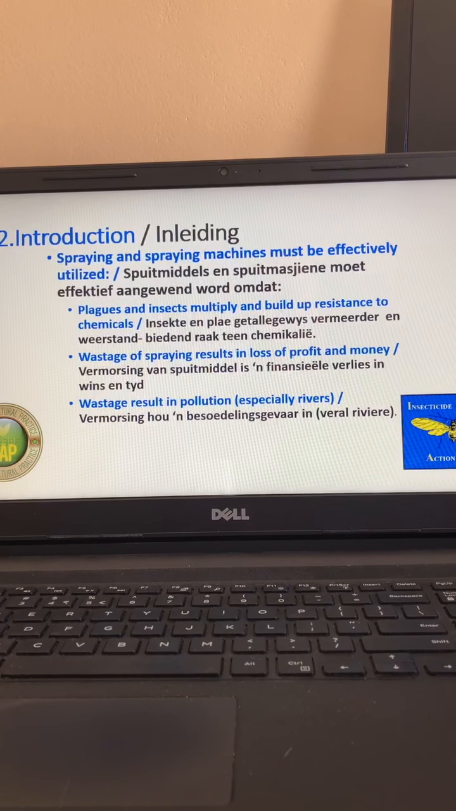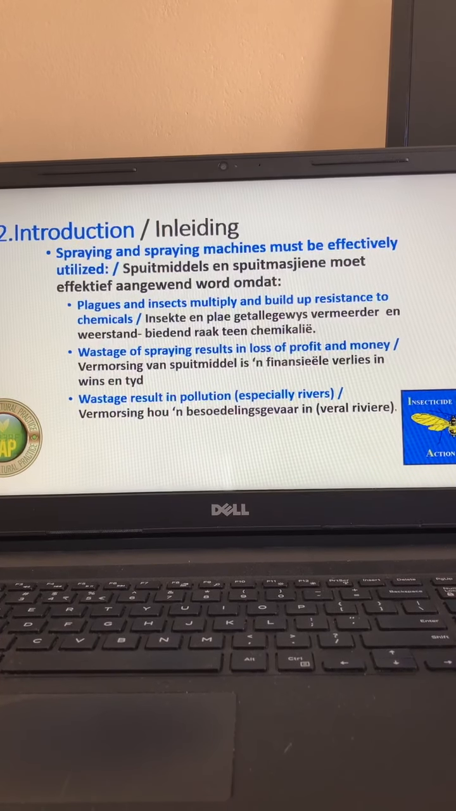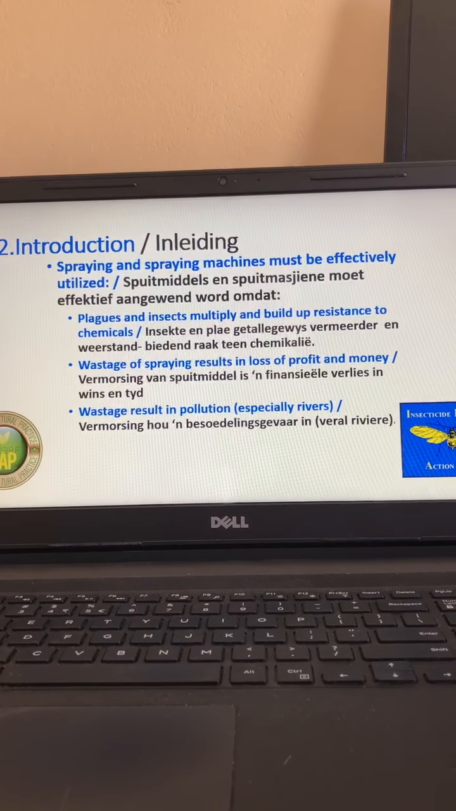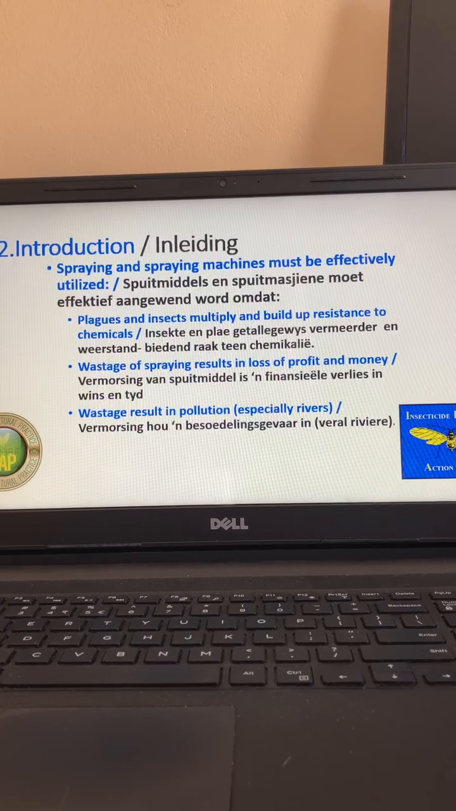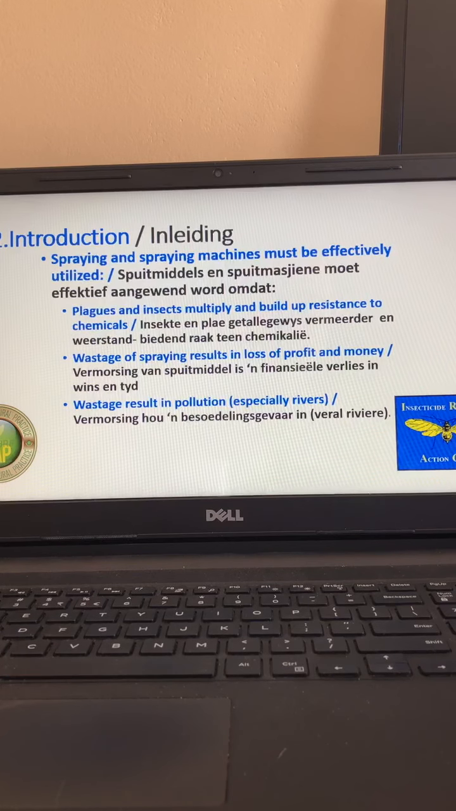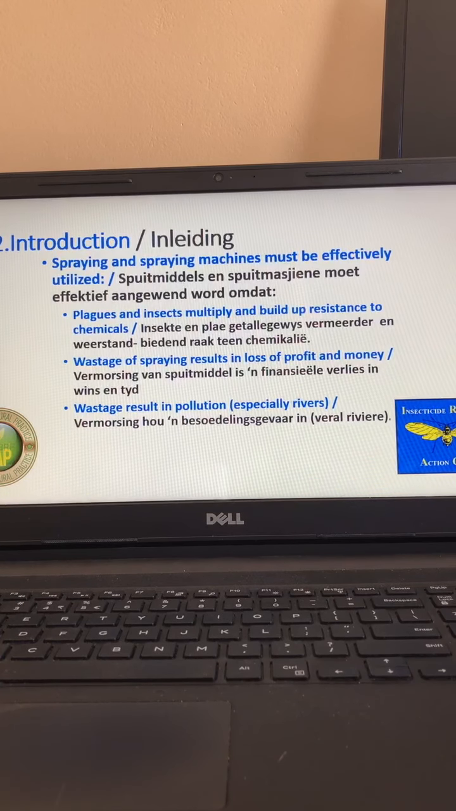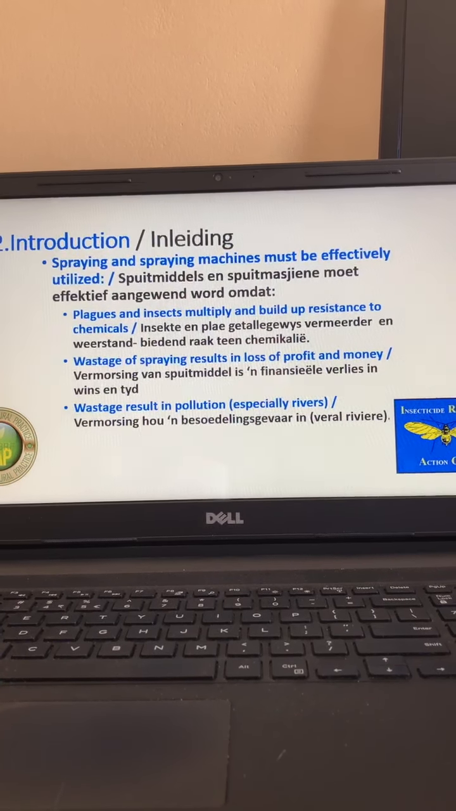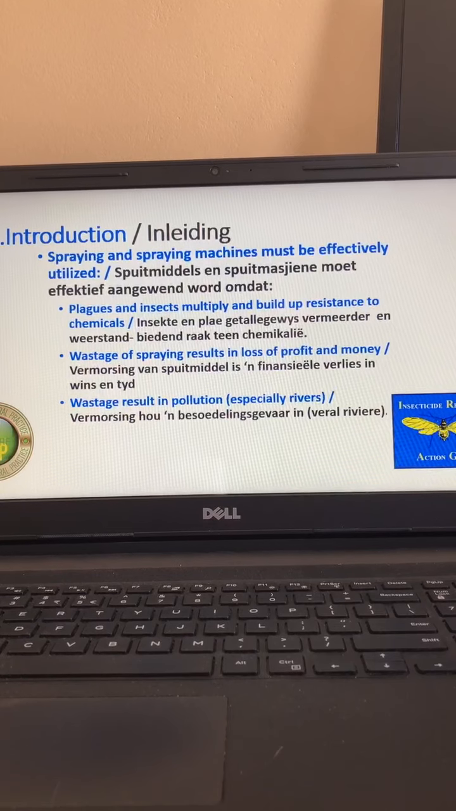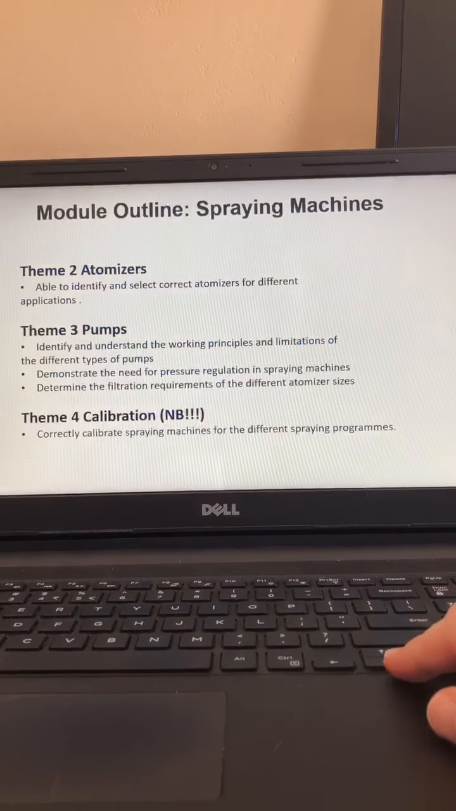And so wastage of spraying results in a loss of profit and money, and also time. So it's important when you are spraying, if you're spraying too much, that chemical costs a lot of money. So if you're going to spray more than you should, you'll be wasting money and also time. And then wastage results in pollution. And so pollution of rivers, underground water sources, as well as your soil. So it's very important if you are spraying chemicals to make sure that you are spraying the right amount.